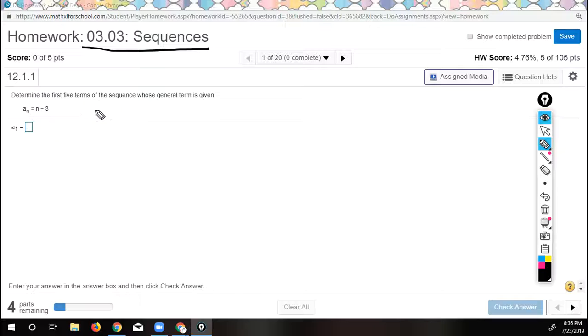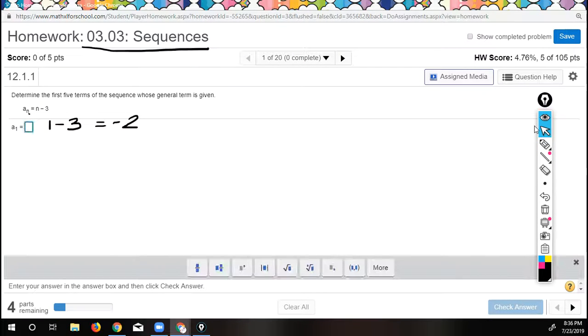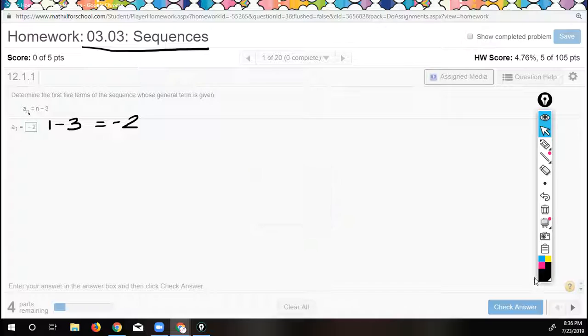So determine the first 5 terms of the sequence whose general term is given. All this is saying is we can put a number in there for n and then get the number of the sequence. So a sub n equals n minus 3. We want to find a sub 1, so we're just going to put a 1 in there. 1 minus 3, and that is negative 2. So we'll enter it. Negative 2. Check answer, and we're right, yay!